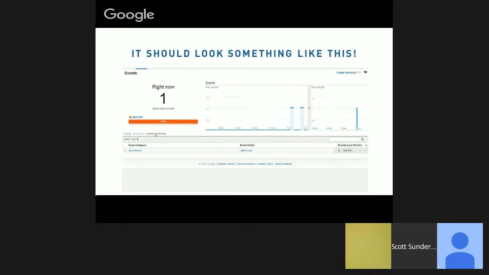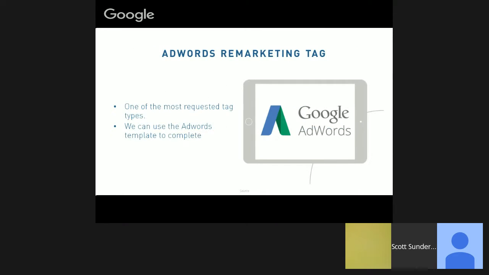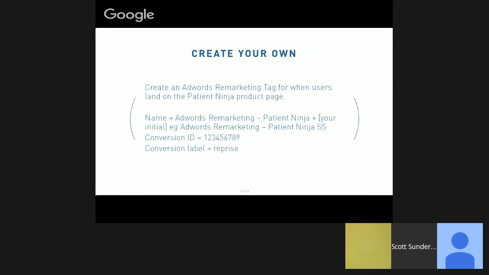So yes, it should look something like this. We had something come up. We've had many of them, which is good. Looks like it's working really well. Okay, so AdWords remarketing tag. This is one of the most requested tag types. We can use the AdWords template to complete.